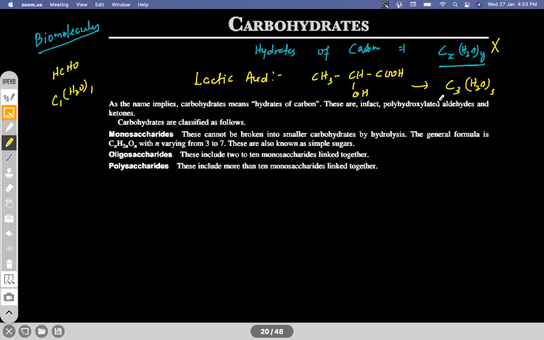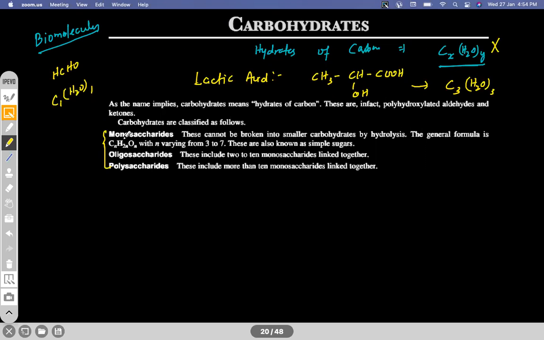Later on, a new definition was given: these are polyhydroxy aldehydes or ketones, which can be broken down into smaller polyhydroxy aldehydes or ketones through hydrolysis, okay? So the definition of carbohydrates is that they are polyhydroxy aldehydes or ketones, which can be broken down into smaller polyhydroxy aldehydes or ketones through hydrolysis. Like we have glucose, fructose, and other examples.